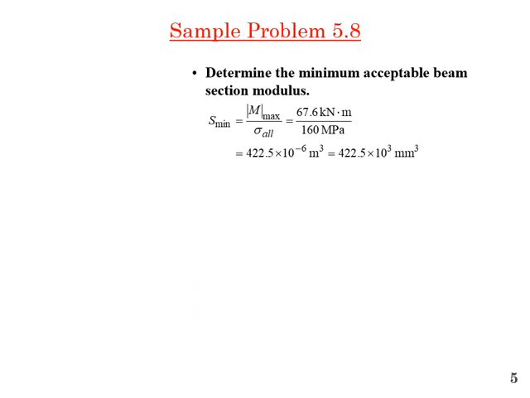We can use this bending moment. So section modulus will be M max by sigma allowable. So 67.6 kilonewton meter divided by 160 megapascal, that is allowable stress. So we put the value. So S minimum, the minimum section modulus acceptable, is 422.5 times 10 to the power minus 6 meter cube, or 422.5 times 10 to the power 3 millimeter cube.